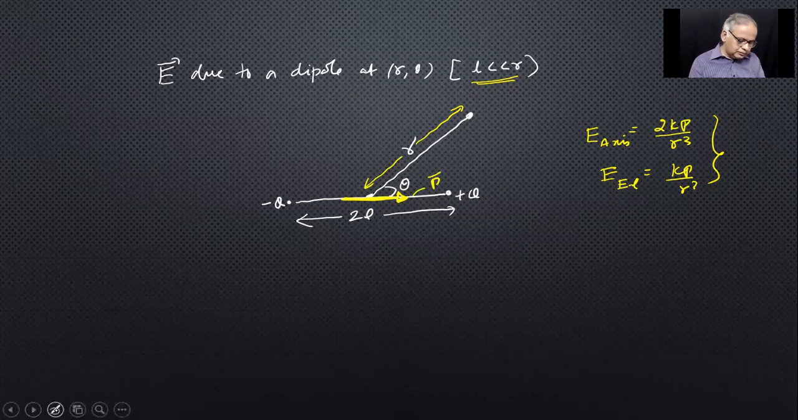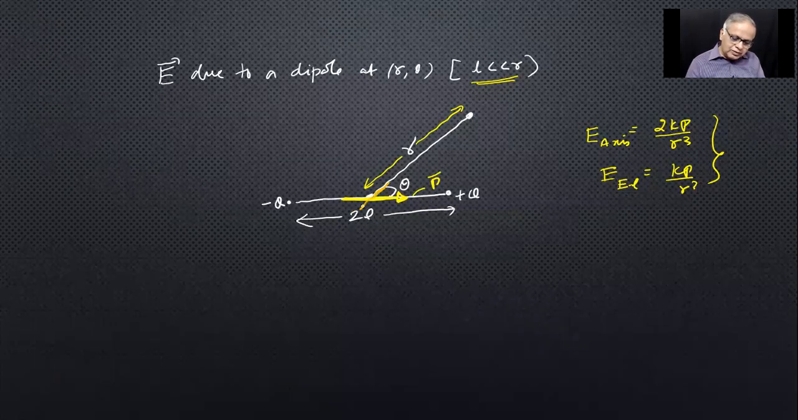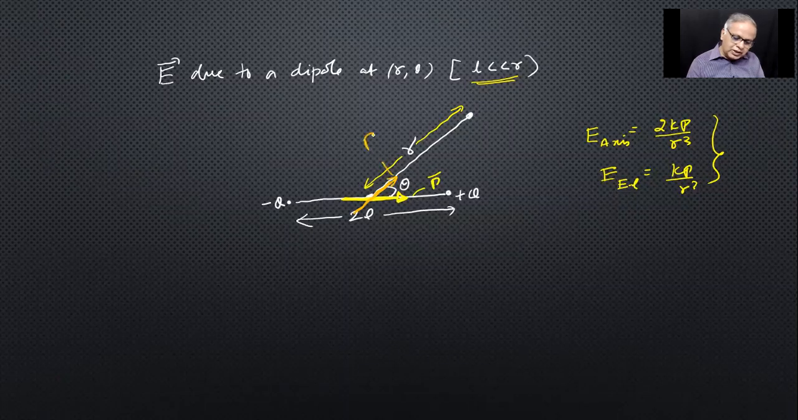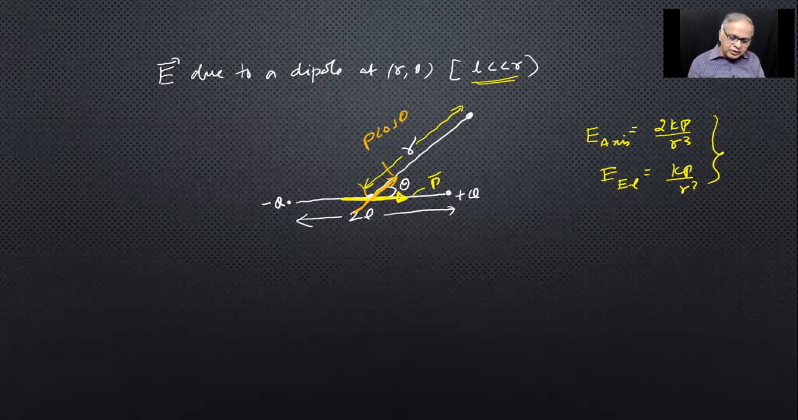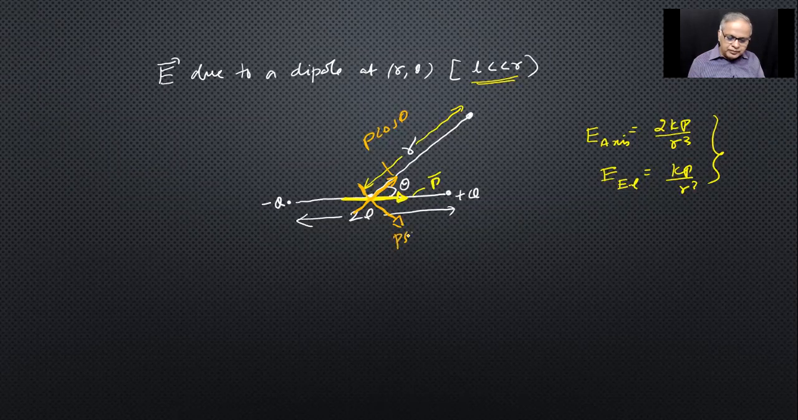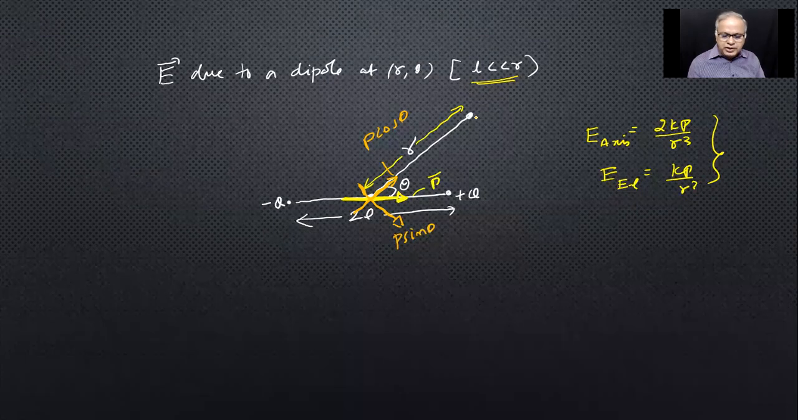This vector P, I would like to consider to be two dipoles. One parallel to this line, this is P cos theta, because this is theta, and then one perpendicular to it, this is P sin theta. So it's equal to two dipoles now. And this point is on the axis of this P cos theta dipole and on the equatorial line of the P sin theta dipole. Do you follow?